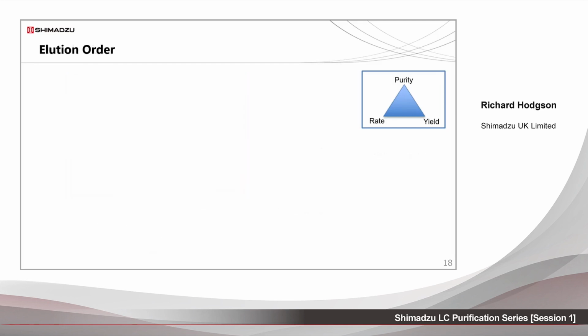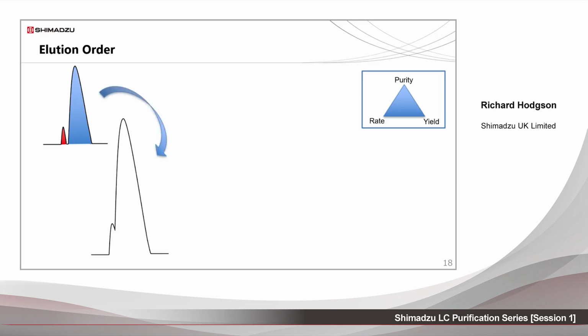The elution order of peaks can make a big difference to purity and yield. If an impurity, shown here in red, elutes before a major band, then as overloading occurs, the large amount of material in the major band displaces this smaller peak, pushing it to a lower retention time and, importantly, prevents significant mixing, therefore keeping high purity.